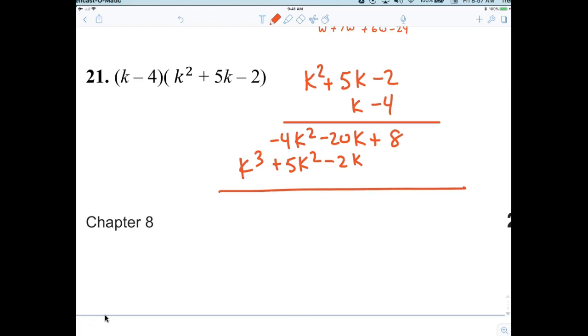All right? Now it's a matter of, did you line things up properly? Here we go. K cubed plus k squared minus 22k plus 8. Simple, simple, simple. Your mistake is with your positives and negatives generally. That's generally the case. So hopefully you feel good.